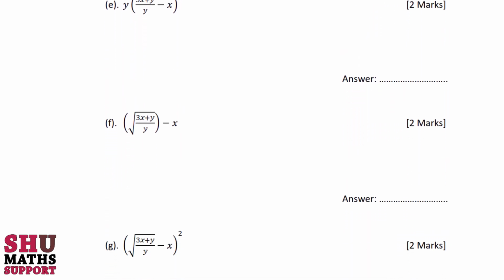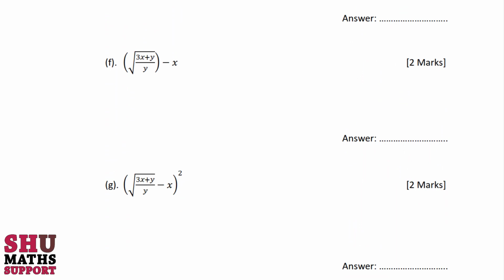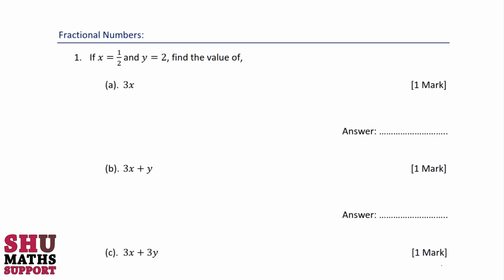So we'll move on to fractional numbers now. So this is where we have x as a half and y as 2, and it's asking us to find the value of 3x. So we have 3x is equal to 3 times the value of x, which is a half. So 3 times a half. And 3 times a half is 3 over 2, and that's our final answer.